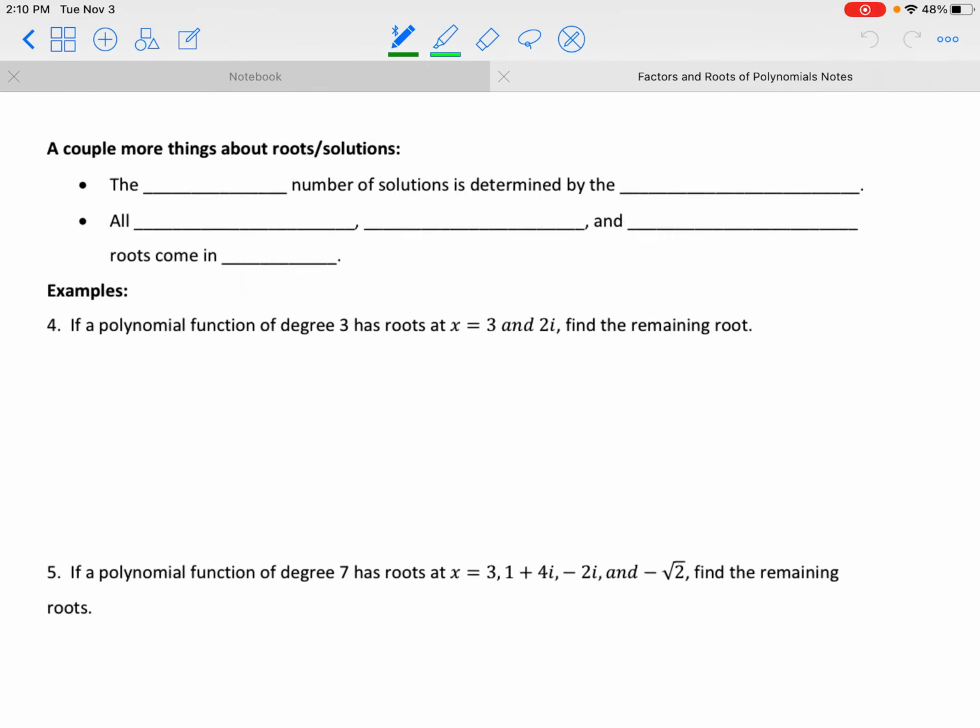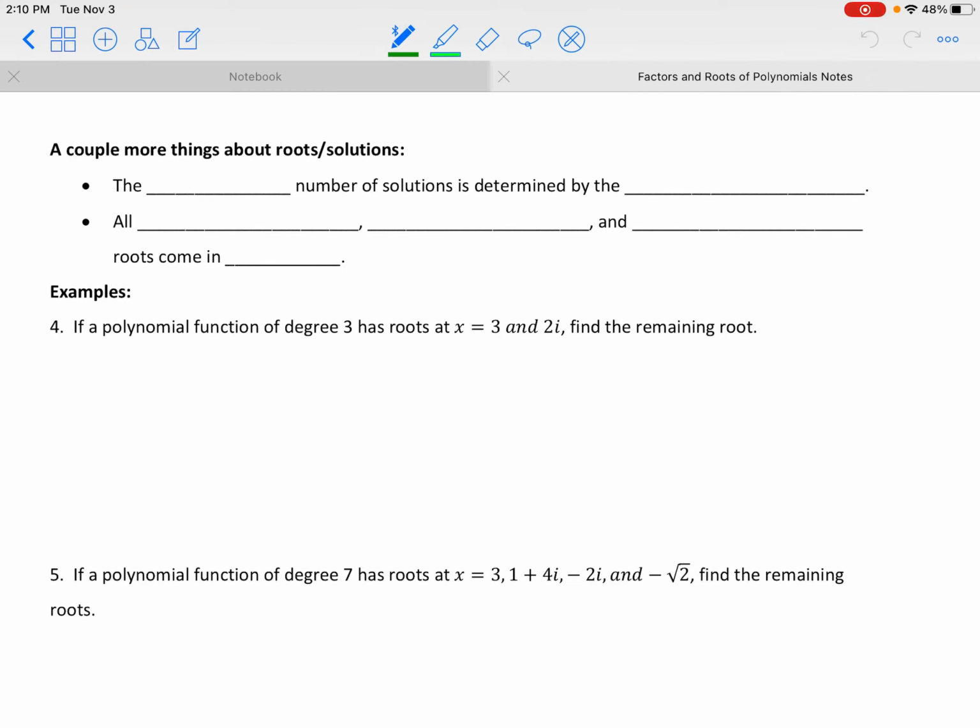So a couple more things you need to know about roots, and that is, like I mentioned earlier, the total number of roots is determined by the degree. If you have a fourth degree, you should have 4 solutions. Fourth degree equation, 4 solutions. Fifth degree equation, 5 solutions. Third degree equation, 3 solutions. Now, some of those solutions don't necessarily appear on our graph. Remember, if we had a quadratic that had imaginary solutions, it wouldn't actually touch the x-axis.